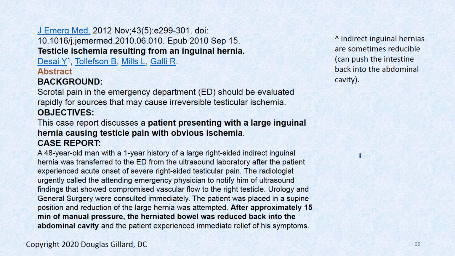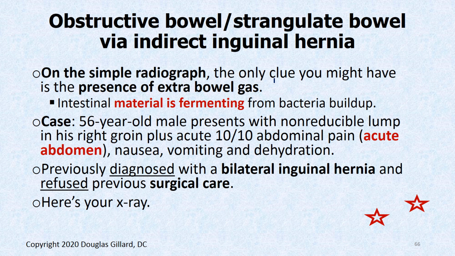And here's a 2012 journal article about a 48-year-old male who had a right-sided indirect inguinal hernia, and sure enough, it cut off the blood supply to his testicle, and he got horrible pain from testicular ischemia. So just to show you, it does happen.